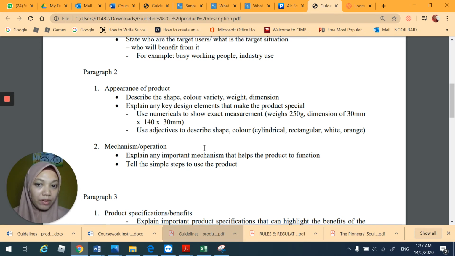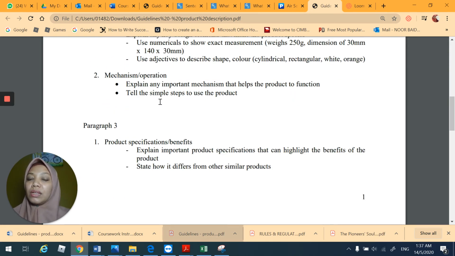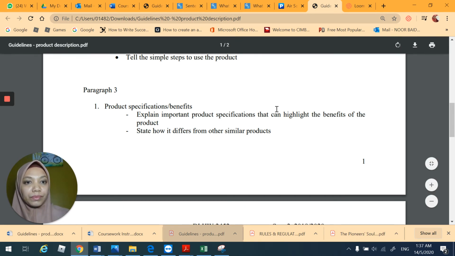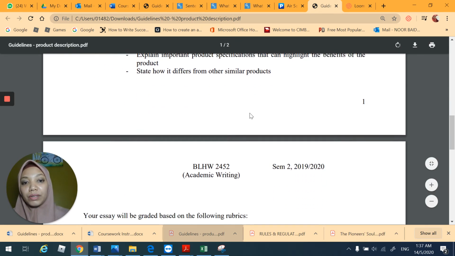You can actually refer to any website. Try to explain in not too technical a nature, so that people from a semi-technical background can also understand you. You may also include simple steps to use the product. And then the last paragraph is where you conclude by highlighting the specifications, the benefits of the product, or maybe the uniqueness of the product.